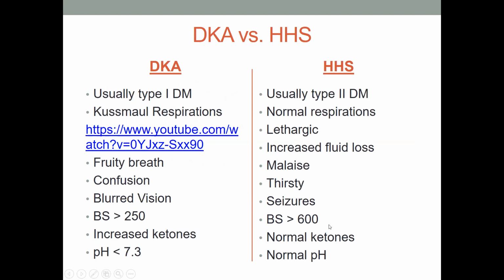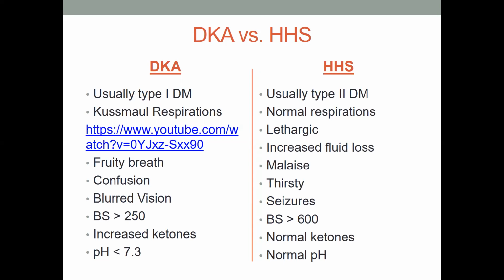So DKA is usually with type 1 diabetics. However, it can occur in type 2, but it's more common in type 1. It really just depends on the degree of insulin resistance. With DKA, the onset is usually quick, less than 24 hours. Their blood sugar is greater than 250. It's usually 300 to 800. It will depend on their degree of dehydration.